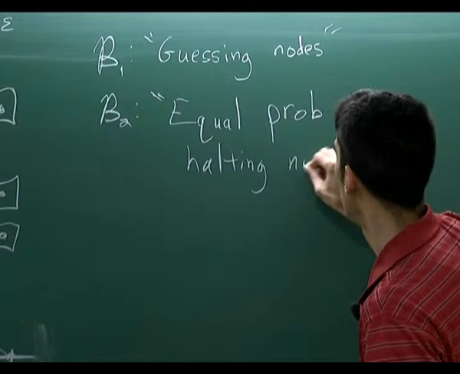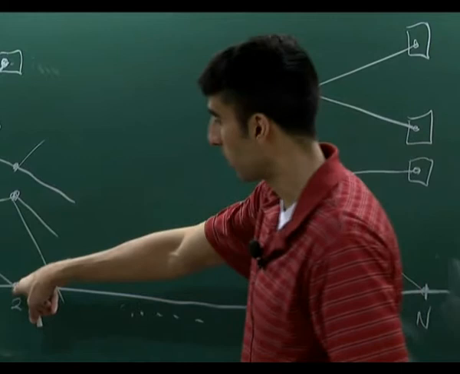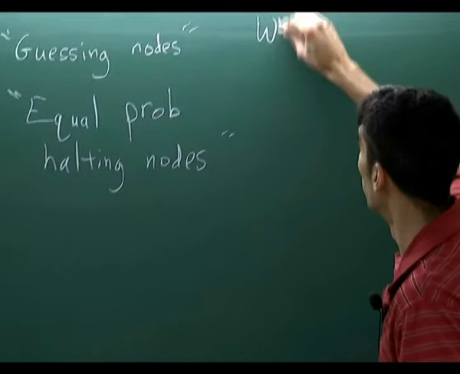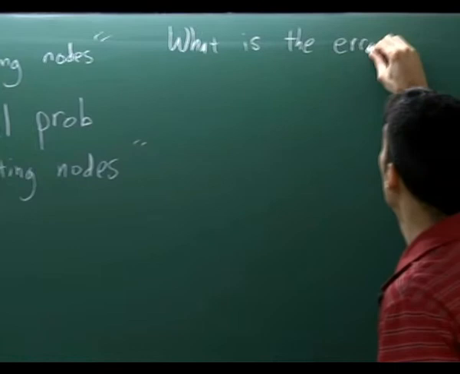And I'm calling them halting nodes because we're just going to restrict our attention to what's going on at this point in the protocol. So if we got to this point, we just halt it. We're going to analyze it at that point. OK, and so the question now is, what is the error at this point in the protocol? Remember, we need the whole thing, the error probability can't exceed epsilon.